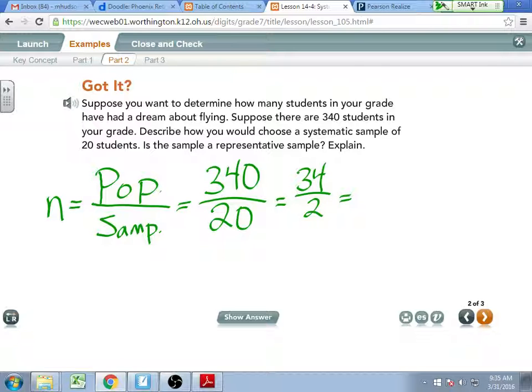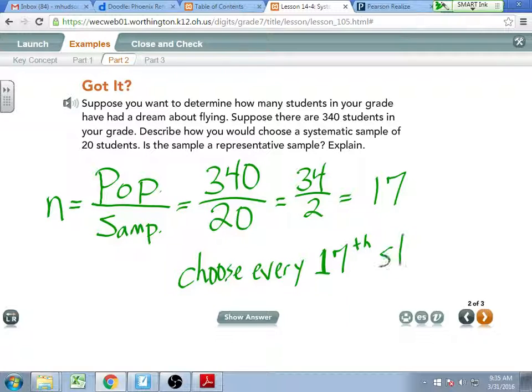What's 30 divided by 2? 15. 4 divided by 2. 2. Put them together. We get 17. So we're going to sample or choose every 17th student. And we could start anywhere below 17 or at 17.